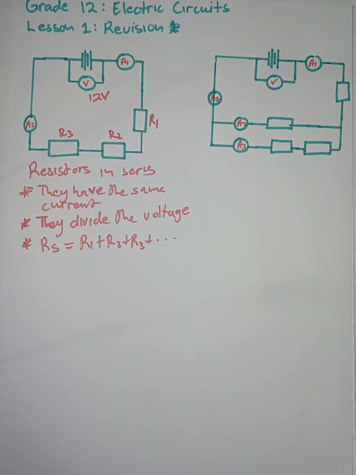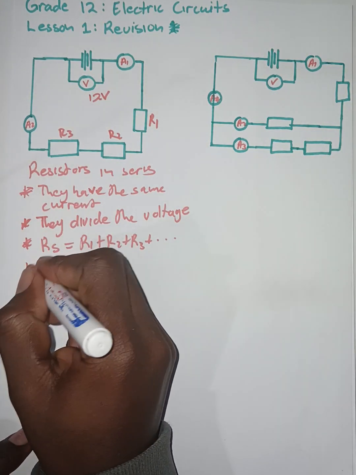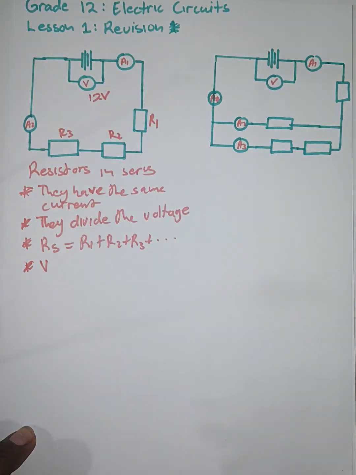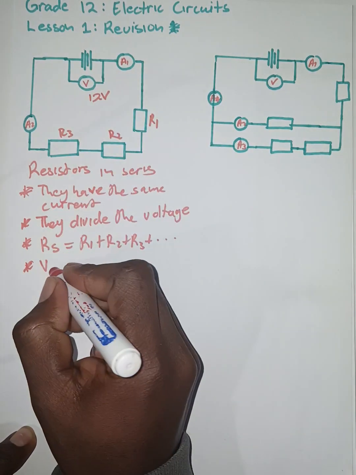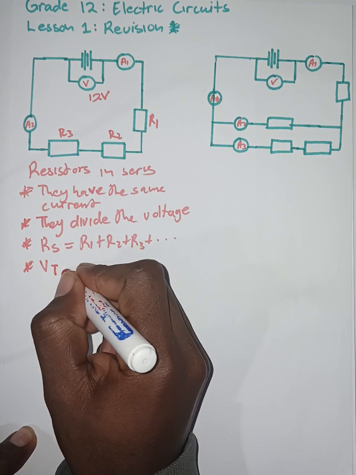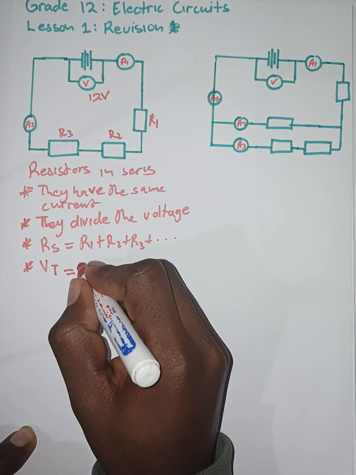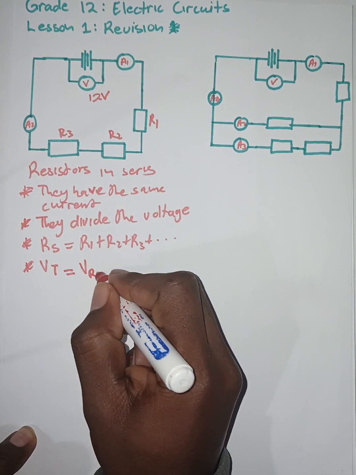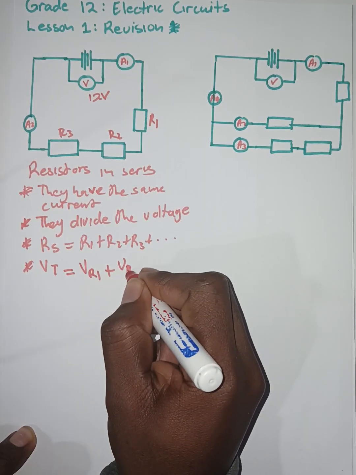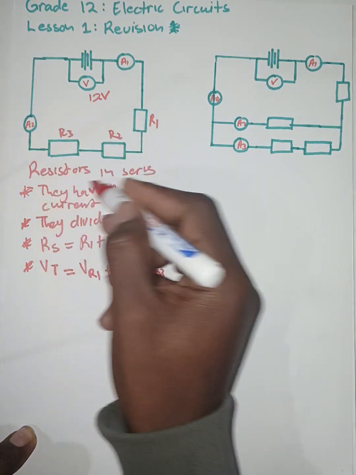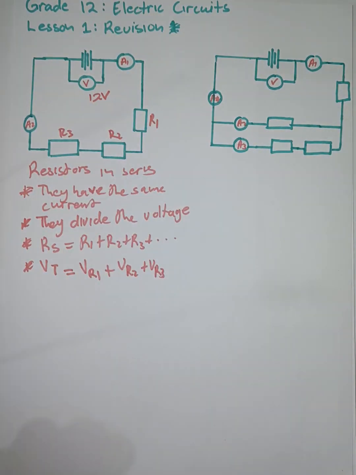So we come up with a formula that says V total. Remember, this is the total voltage supplied by the battery, right? That voltage is shared among the resistors, so V total equals V R1 plus V R2 plus V R3. So it is shared throughout those three resistors. That's one thing that you must note.